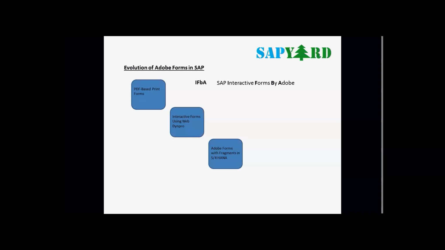Then the next evolution with Adobe Forms came recently with S/4HANA, where SAP introduced a new kind of Adobe Forms called Forms with Fragments. These kinds of forms are specially built for the new output management framework with S/4HANA, which is only applicable on S/4HANA. Before that, in a normal ERP system, we cannot get access to these kinds of Adobe Forms, and those forms are specifically used by output management only.